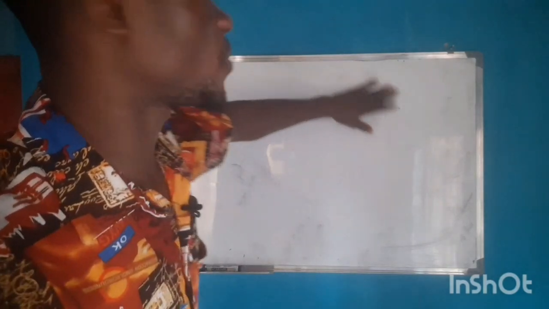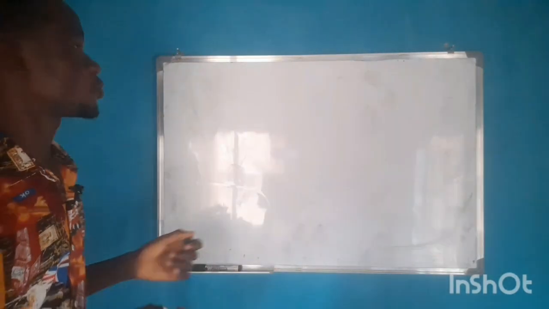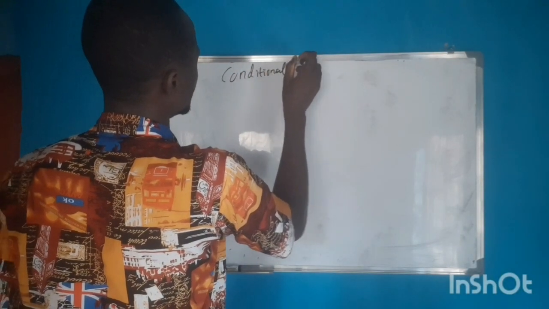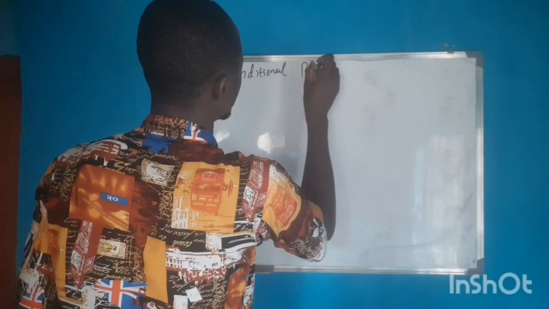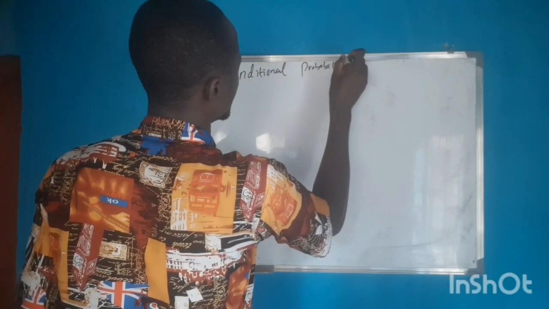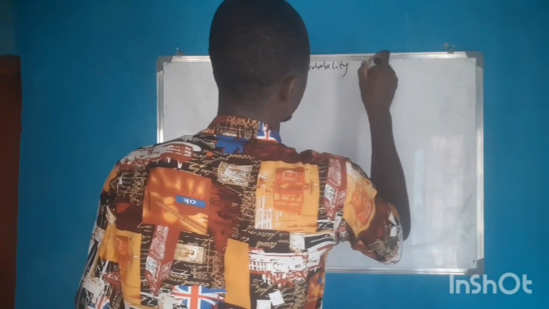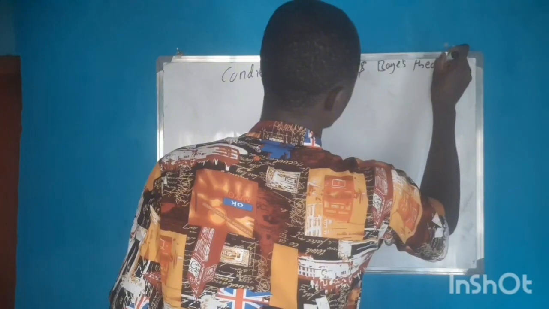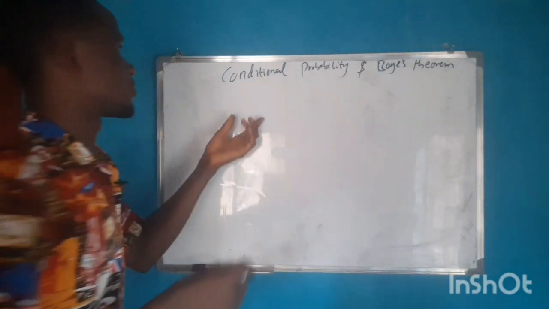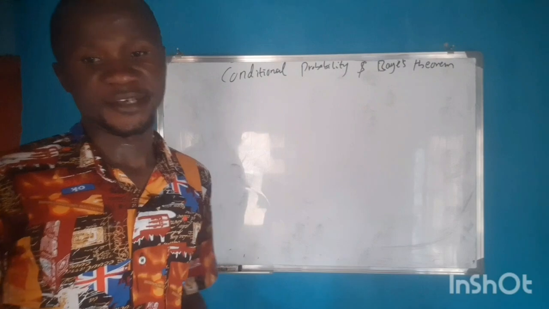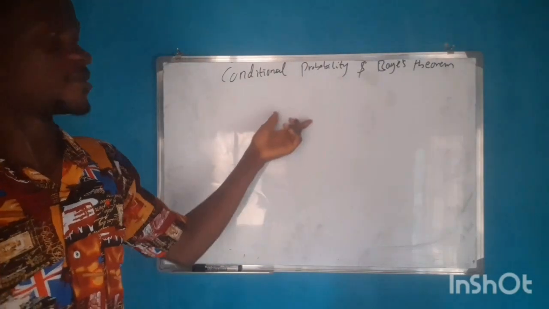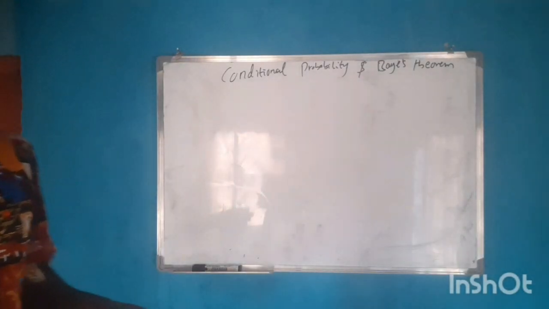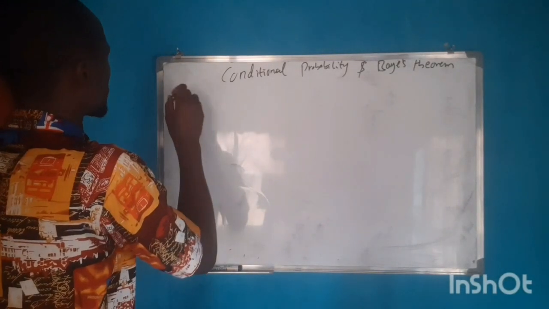We are going to continue from where we stopped on our probability. Today we are going to enter into conditional probability and Bayes theorem. Today we are going to look at conditional probability and Bayes theorem. Now let's start with conditional probability.